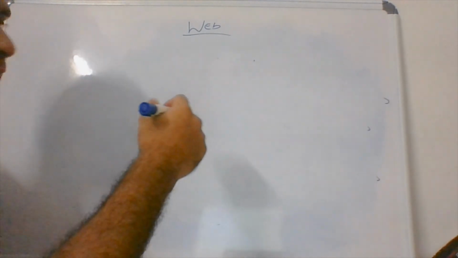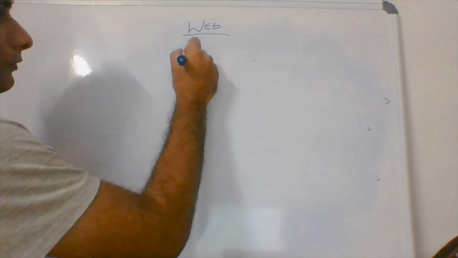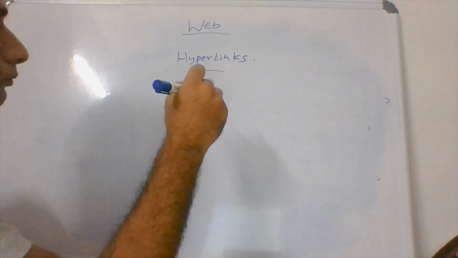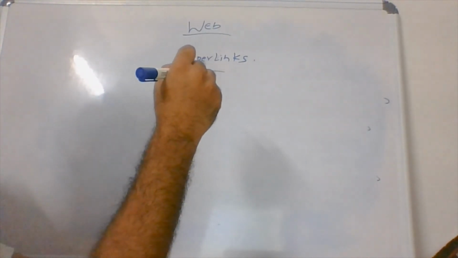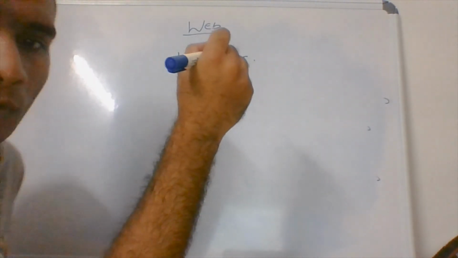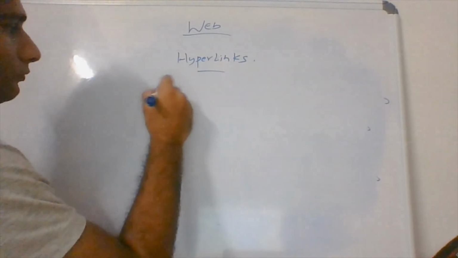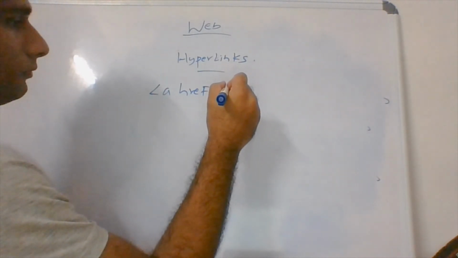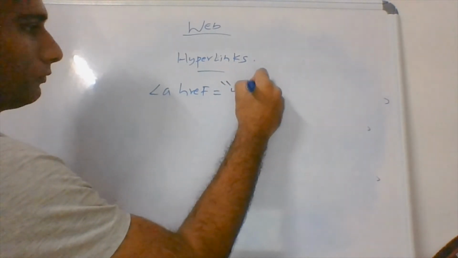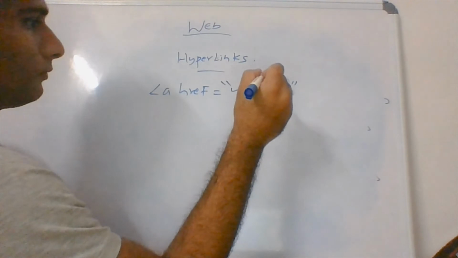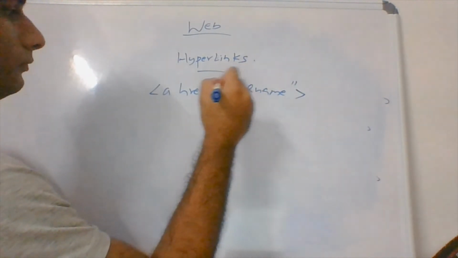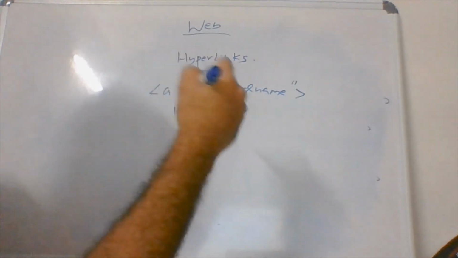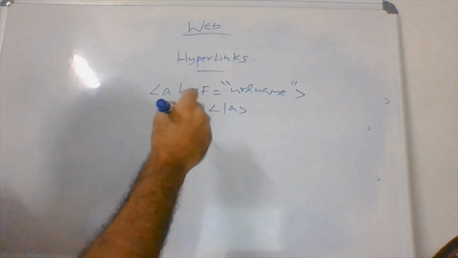The next tag is hyperlink. HTML links are hyperlinks. So this is an example of a hyperlink: a href equal to URL, name hello, a. Okay.